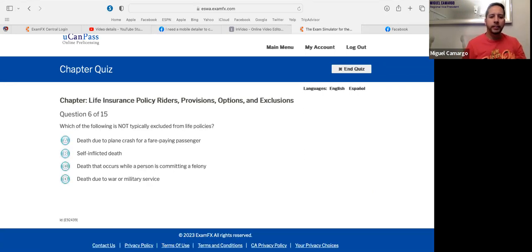Which of the following is not typically excluded from life insurance policies? Death due to plane crash from a fare paying passenger, self-inflicted death, death that occurs while a person is committing a felony, or death due to war or military service. Which are the reasons they would not typically pay out?